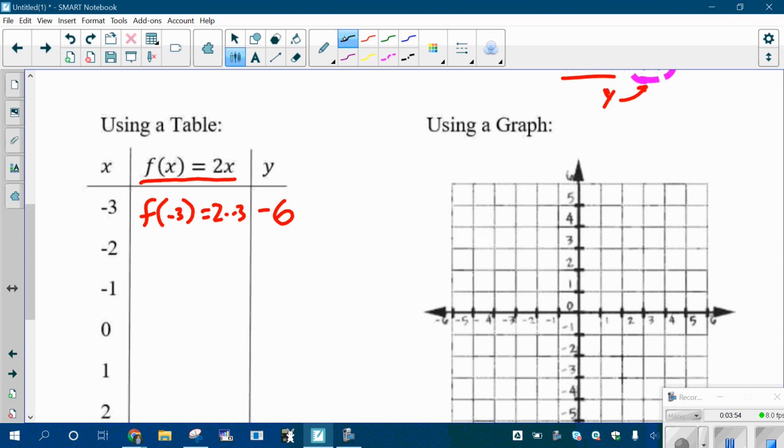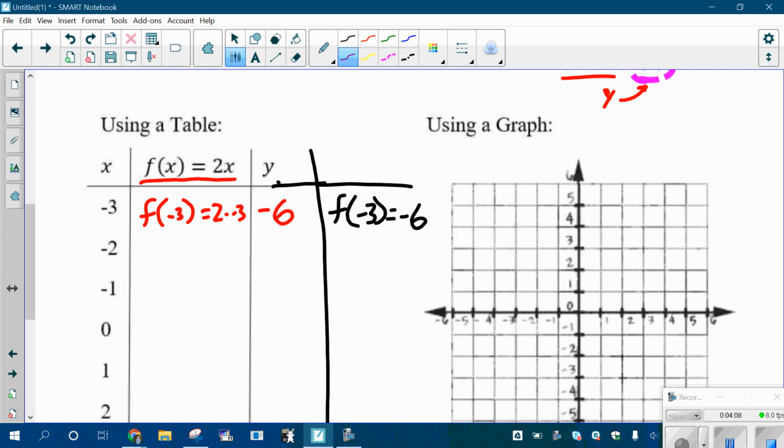You might see that written. We should really add another little column here. You might see that written as a complete statement like this. And the way to read this is f of negative 3 equals negative 6. And what it means is when you take the function f, whatever your rule is, whatever your equation is, and you plug in negative 3 for x, you get out negative 6 for y. Okay? Same thing here. We can put negative 2 in for x instead of negative 3. Oh, sorry.